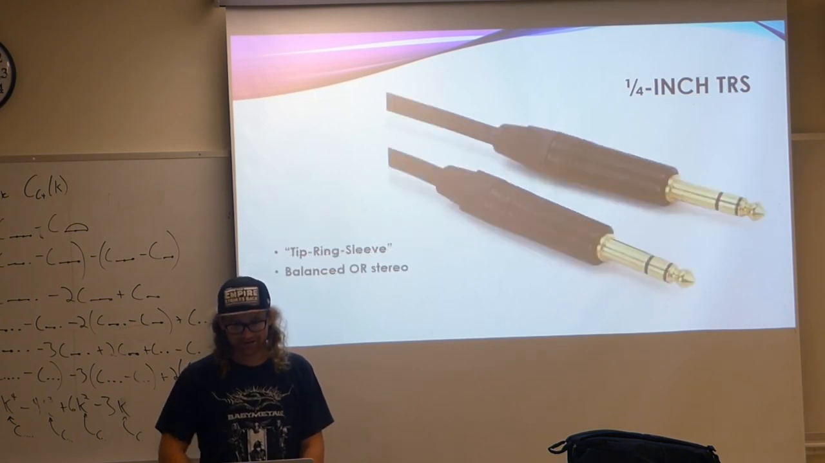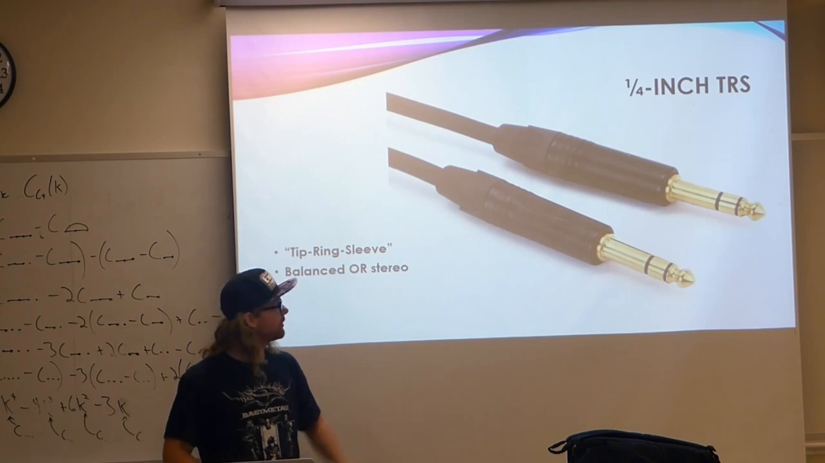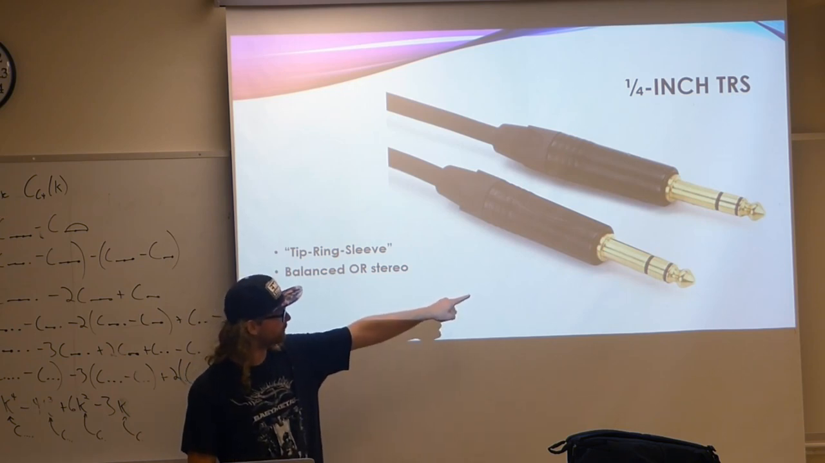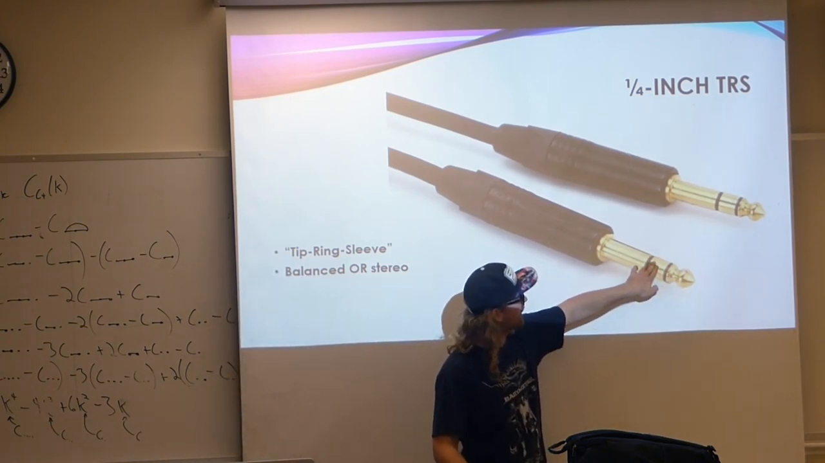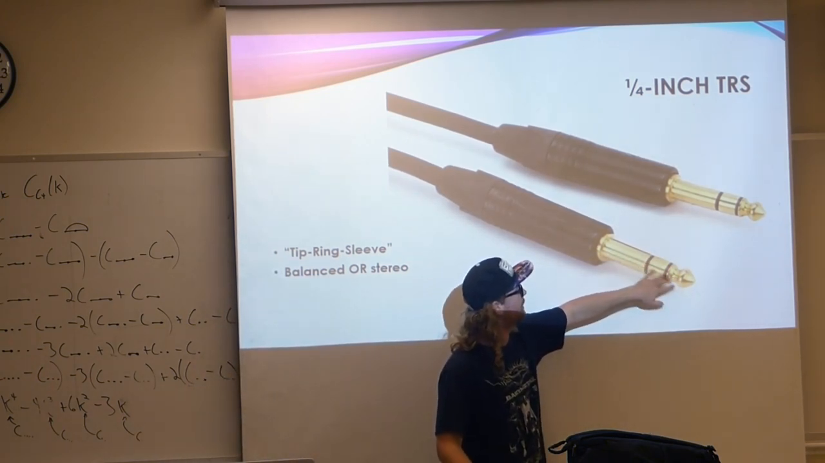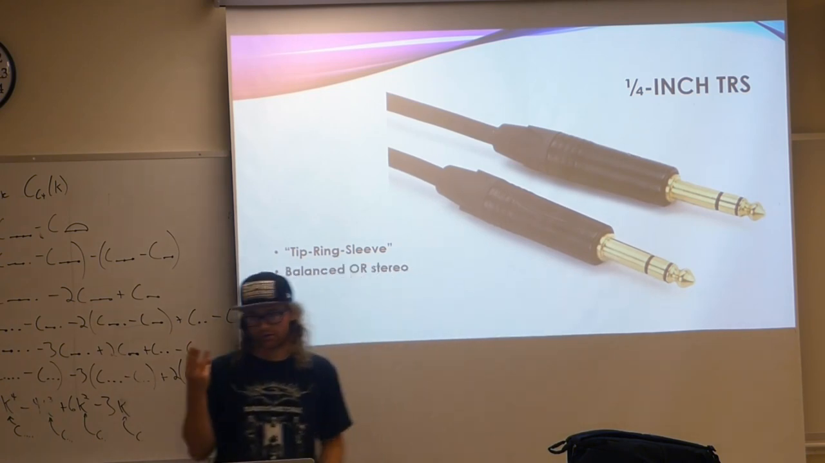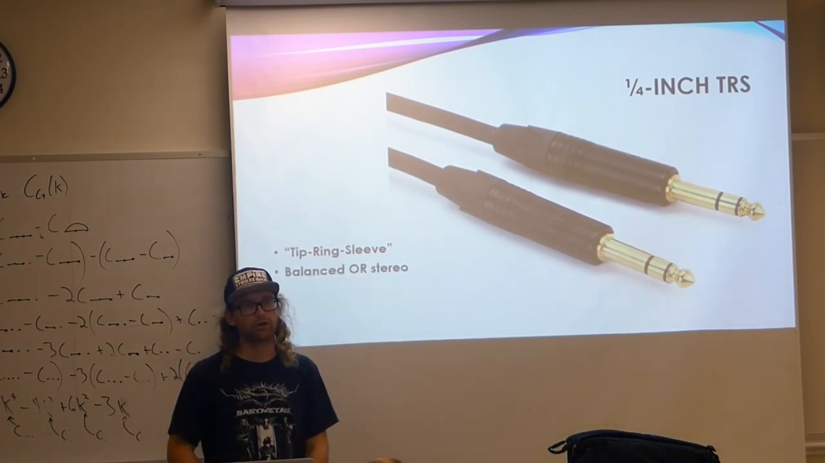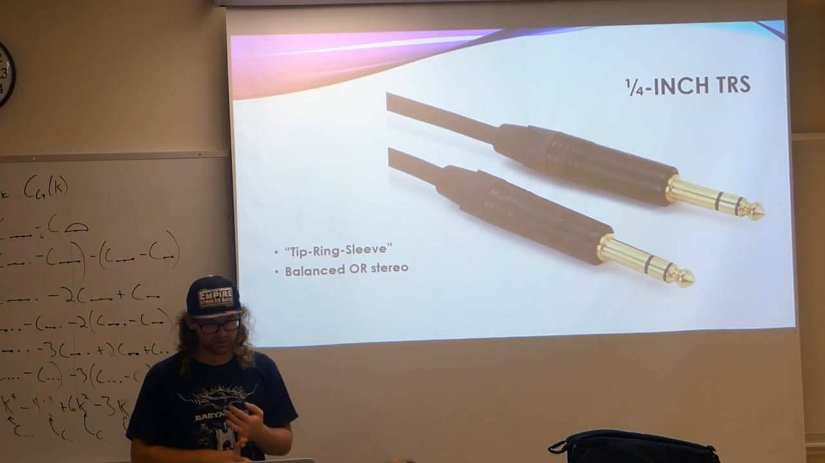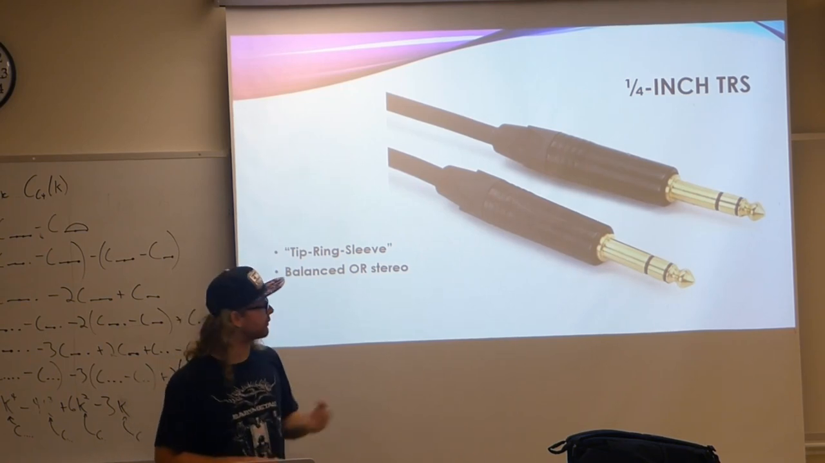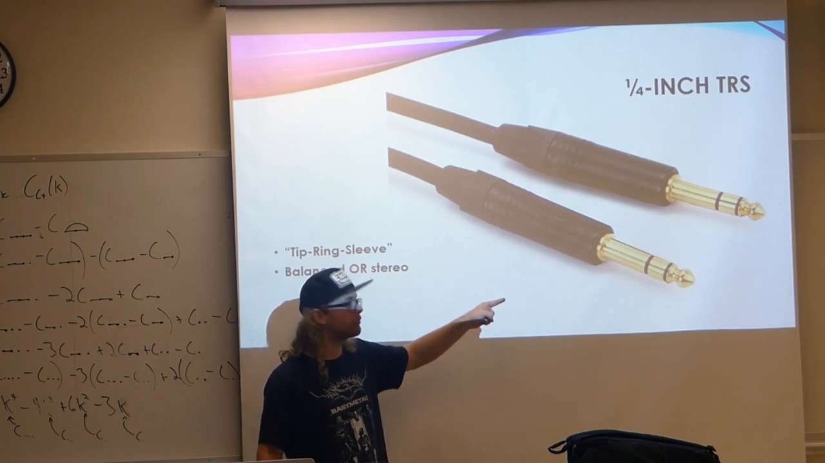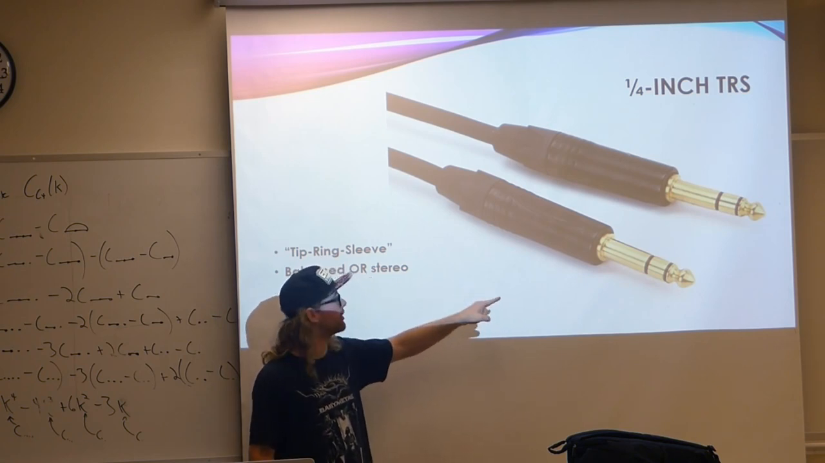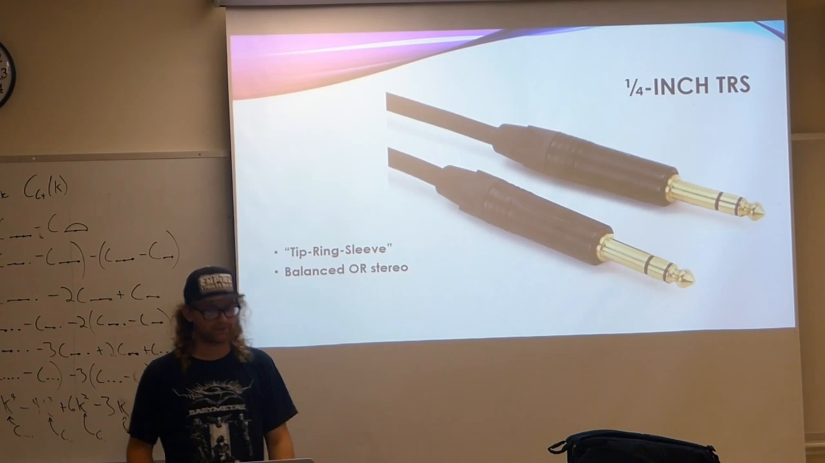All right, this is a quarter inch TRS, meaning tip ring sleeve. You can see there's two insulators, so you have the tip, the ring, and the sleeve. And so that is congruent with the three wires that are going to be running through the cable, and that it's balanced, or it can be used as stereo. For example, a lot of times the tip will be left channel, the ring will be the right channel, and the sleeve will be ground.